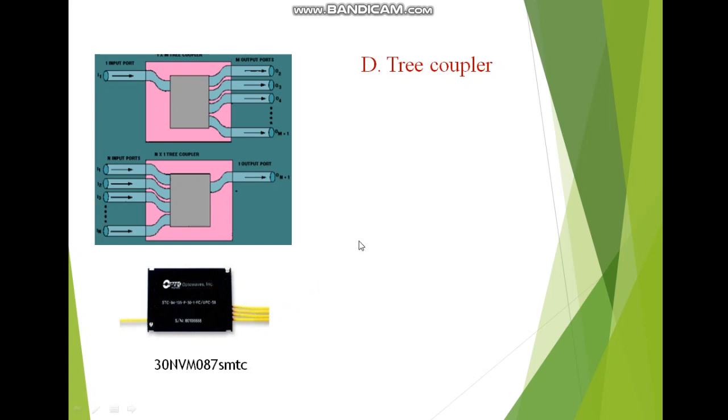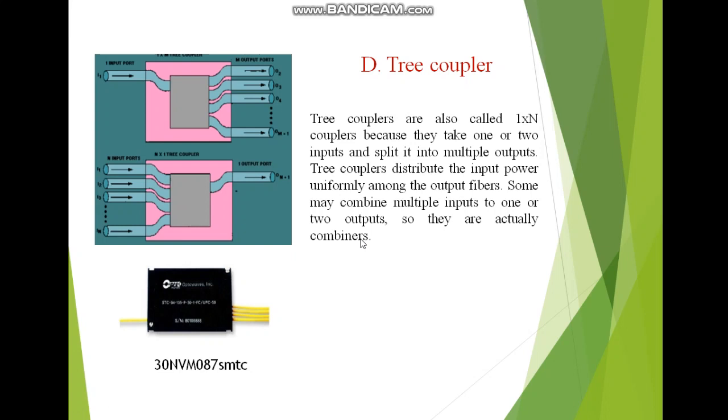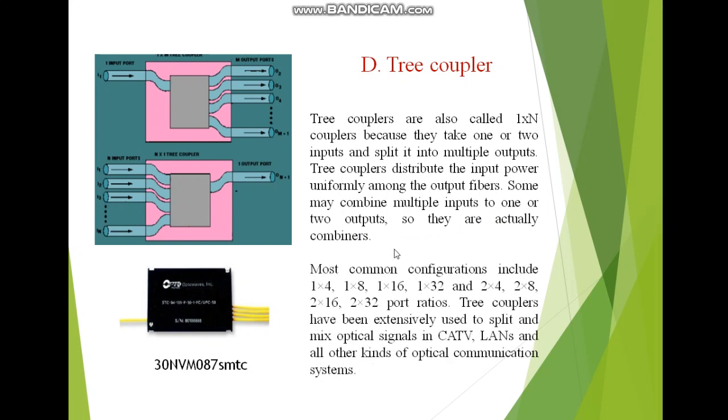Its package name is also mentioned over here. So tree couplers are also called 1 cross n couplers because they take one or two inputs and split them into multiple outputs. Tree couplers distribute the input power uniformly among the output fibers. Some may combine multiple inputs to one or two outputs. So this second, n cross 1, is also possible. The most common configurations are 1 cross 4, 1 cross 8 till 1 cross 32, and if two inputs are there, the combinations are 2 cross 4, 2 cross 8, 2 cross 32 port ratios. Tree couplers have been extensively used to split and mix optical signals in LANs and all other kinds of optical communication systems.